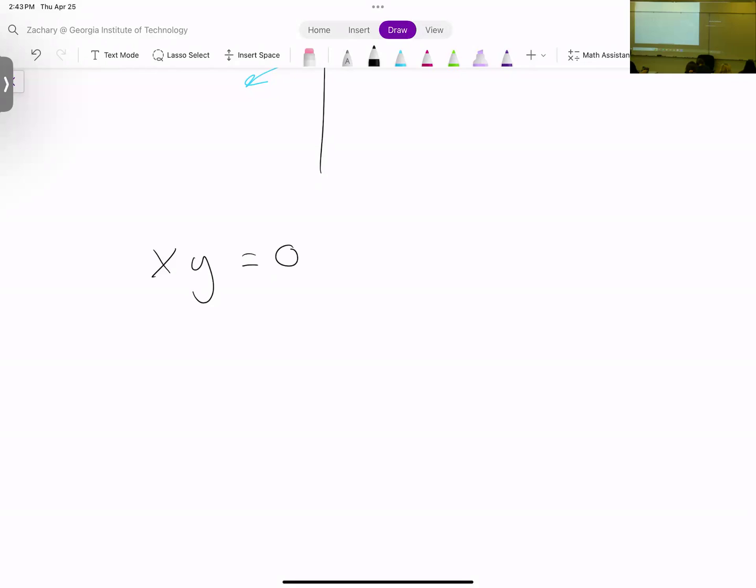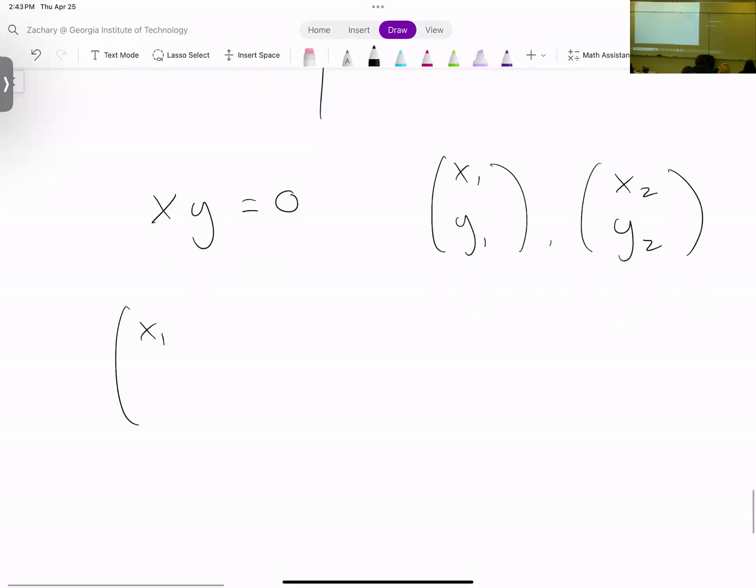Now, let's pick two vectors that satisfy this, okay? Call them x1, y1, and x2, y2. Sometimes you'll see this as u1, u2, and then v1, v2. It's the same thing. We're just picking two vectors that make this true. So what has to be true about x1 and y1? At least one of them has to be 0, right? What about this one? Same thing. At least one here has to also be 0. So the question is, if I add them together, must one of them still be 0? Why?